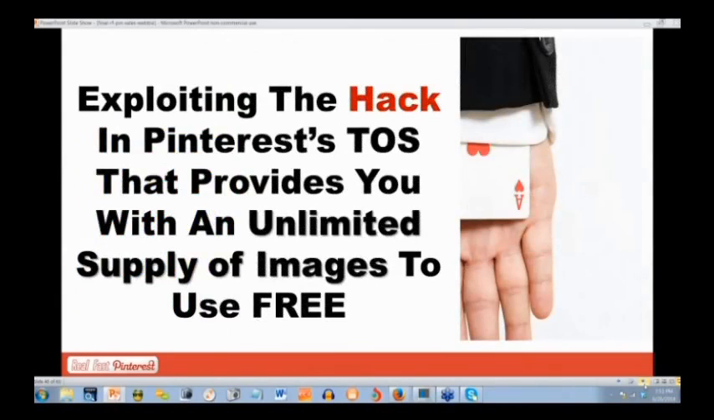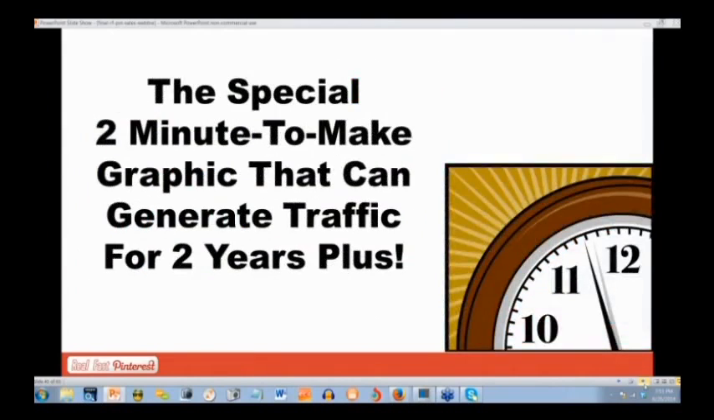Then we're going to talk about exploiting the hack in Pinterest terms of service that essentially provides you with an unlimited supply of images to use for free. Now, I talked about this just briefly in that you could actually modify, and you have a license to use and make derivative products from every pin that's on Pinterest. Okay, and of course we discuss that, we flesh that out and show you what to do with it.